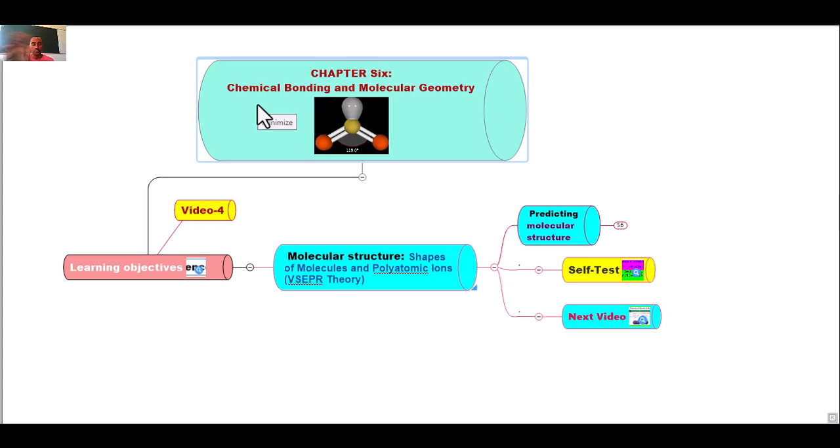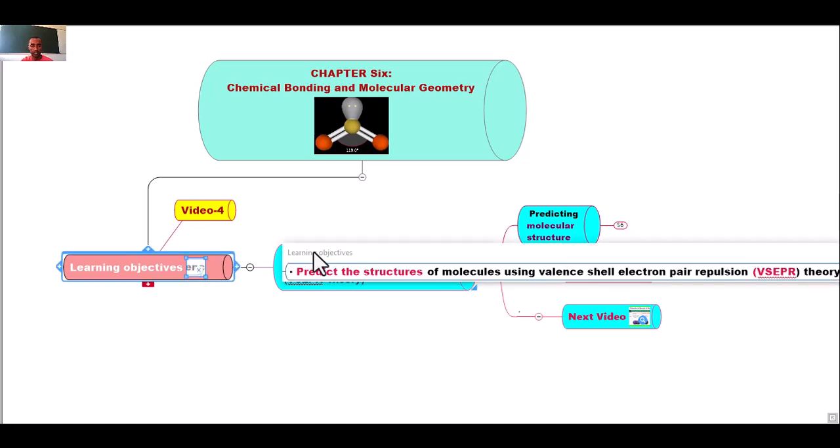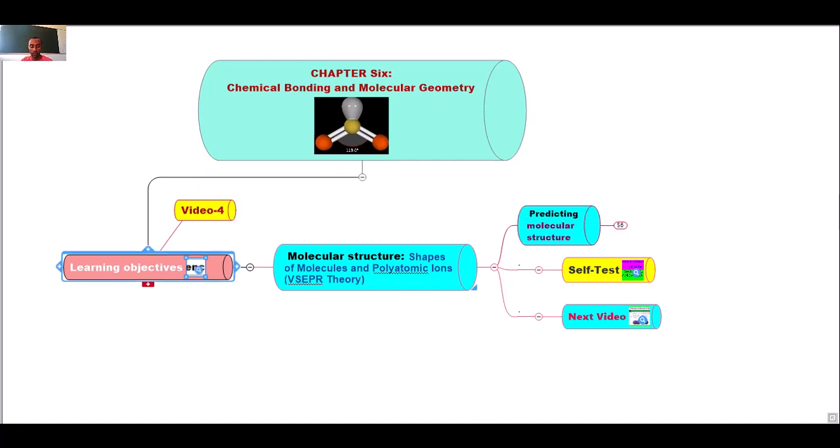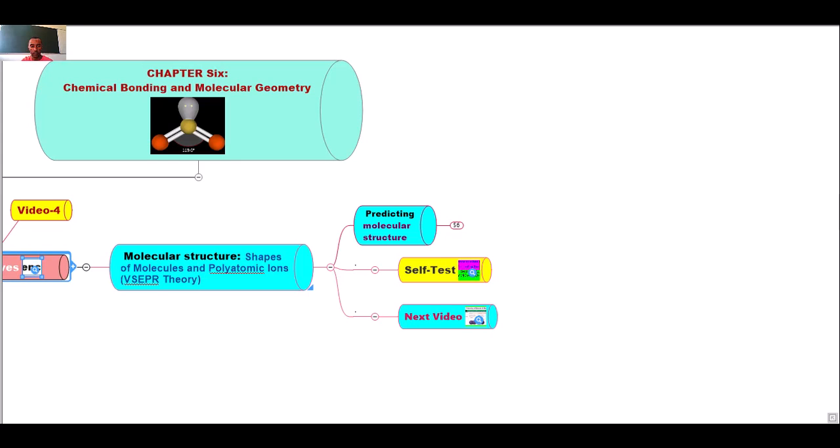Hello students, this is the fourth video on chapter 6 and it deals with molecular structure. The learning objective of this video is to predict the structures of molecules using valence shell electron pair repulsion theory. As usual, I am going to explain today's topic by giving an example, and finally we will have some self-test activities.